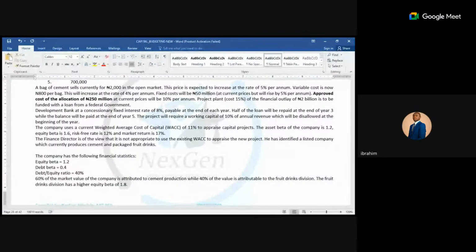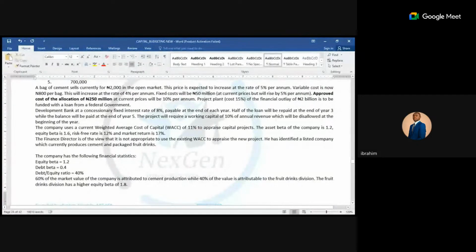A practical illustration: a project that is supposed to be negative NPV, when you use 11% to discount, it will become a positive NPV. So it does not show the true appraisal of the project, because it does not consider the systematic risk, or the business risk, of the new project.